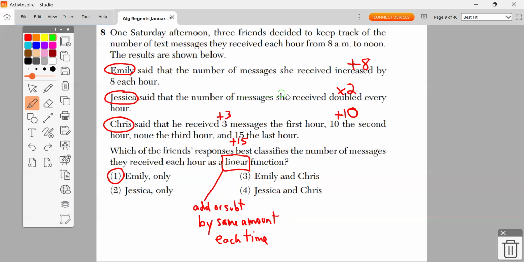Jessica said that the number of messages received doubled every hour. That would be multiplying by 2. That would be exponential. Chris said that he received 3 messages and then 10 messages and then 0 messages and then 15. So those are all different numbers. The one that would form a line because you're adding by the same number each time would be Emily, choice 1.